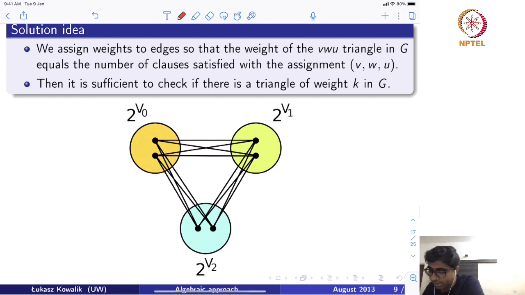Okay, so remember, if I pick up a vertex here, pick up a vertex here, and I pick up a vertex here, then that fixes an assignment of my variables, and that immediately tells me the number of clauses that they could satisfy. Okay.